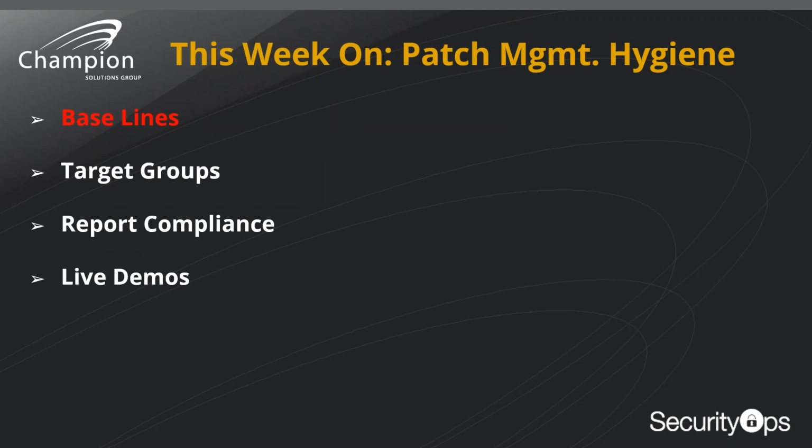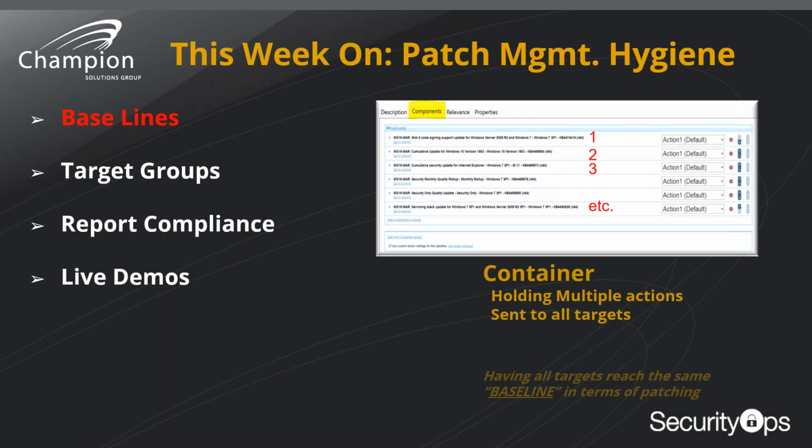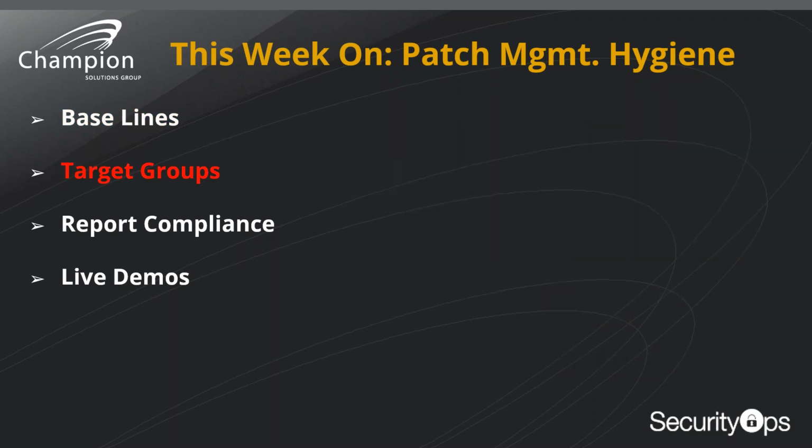First of all, a baseline. Last week you saw us take action with patches on a couple machines, which is fine and great to show you how it works. But in reality, when you do your patching, you're going to have quite a few patches, most likely every month. So we put these patches in what is called a baseline, which is nothing more than a container that can hold multiple actions, fixlets, or patches, and then we can send them out to all of our targets. And we call this a baseline because these machines run through these baselines, and then as they're completed, they should all be at the same baseline in terms of patching. A fairly simple concept, and we're going to do it live here in a moment, so you'll get to see everything that we're discussing firsthand.